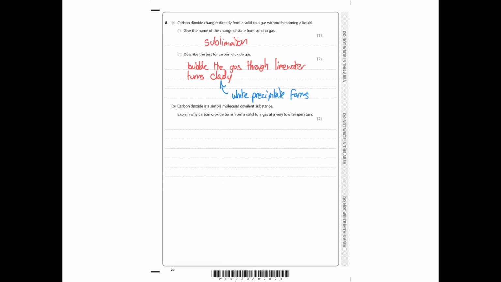Whenever you meet a question asking you to explain the boiling point or melting point of a substance, you need to think about structure and bonding. The question tells you that carbon dioxide is a simple molecular covalent substance. Therefore, its melting point and boiling point are determined by weak intermolecular forces. These require very little energy in order to overcome them, hence it will have a low boiling point.